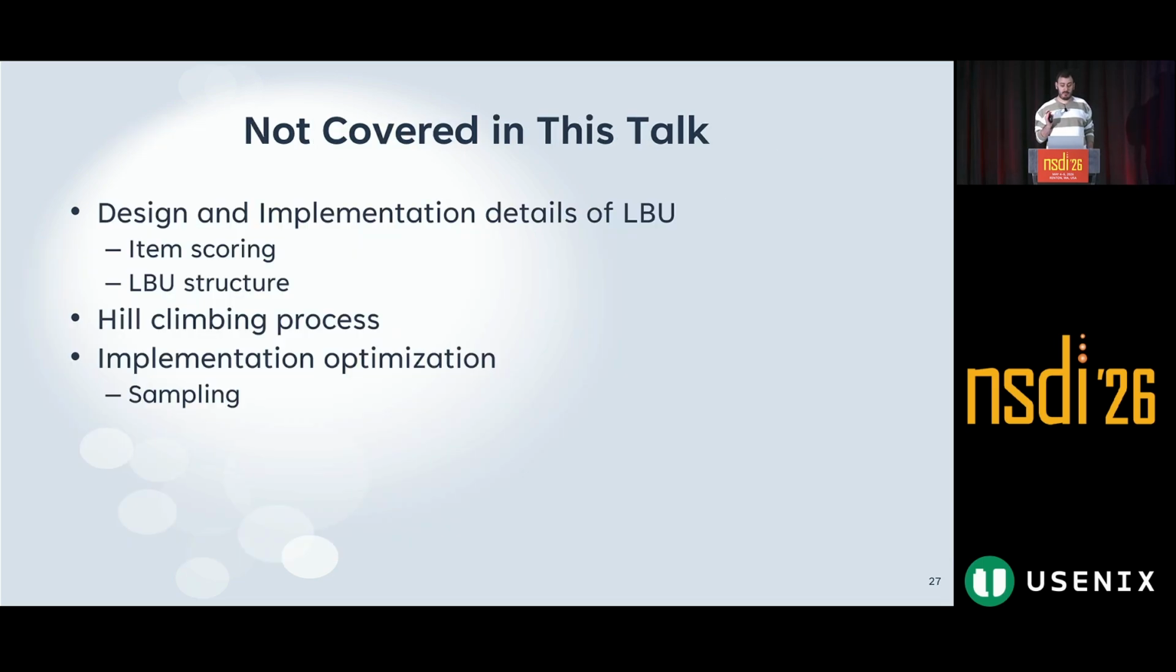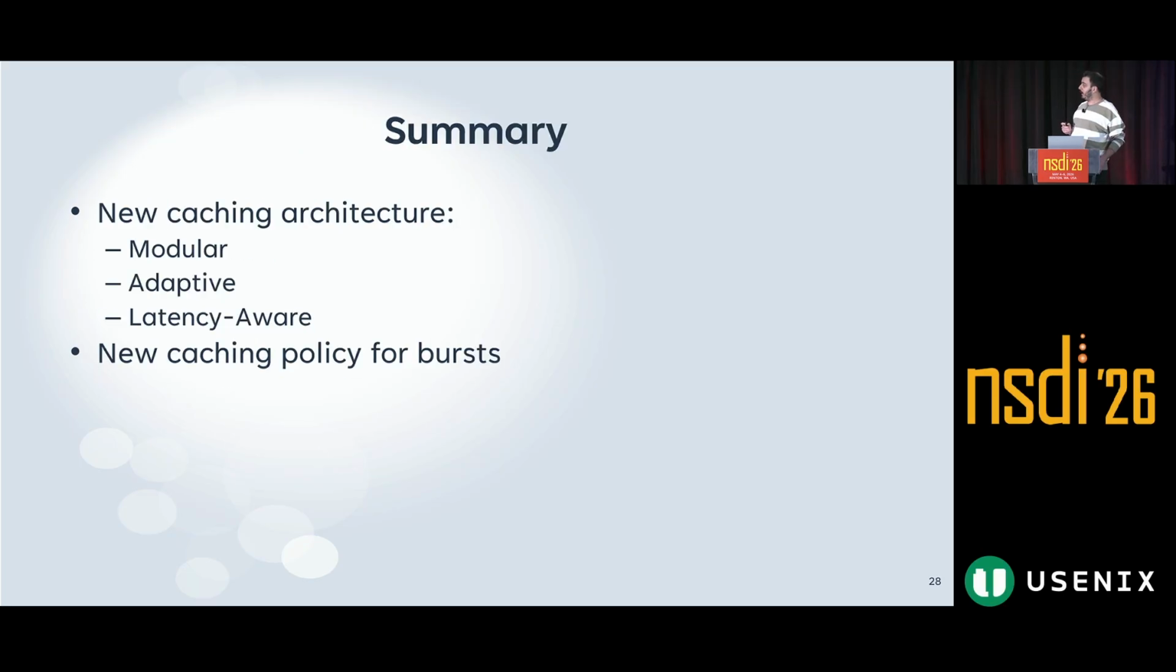So what I haven't talked about in this talk is the design and implementation details of LBU. I haven't talked about the scoring of the LBU or the LBU structure. I haven't talked about the hill climbing process or the optimization we've done using sampling. But what I've done, I've shown you a new state-of-the-art caching architecture, which is modular, adaptive, and latency aware. And a new caching policy specialized for bursts that allows us in the mix.